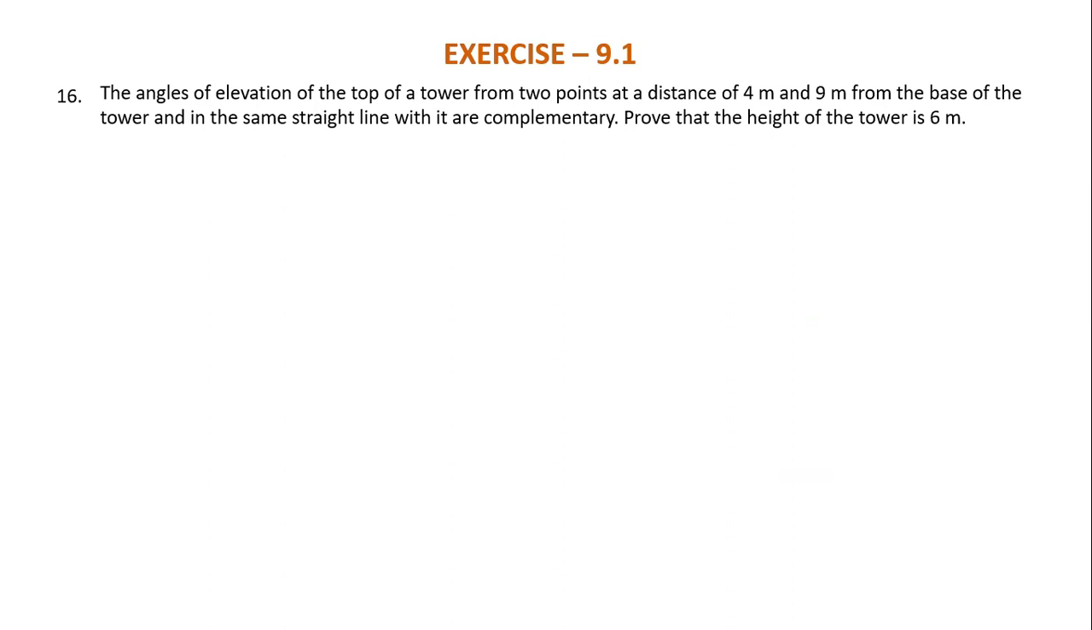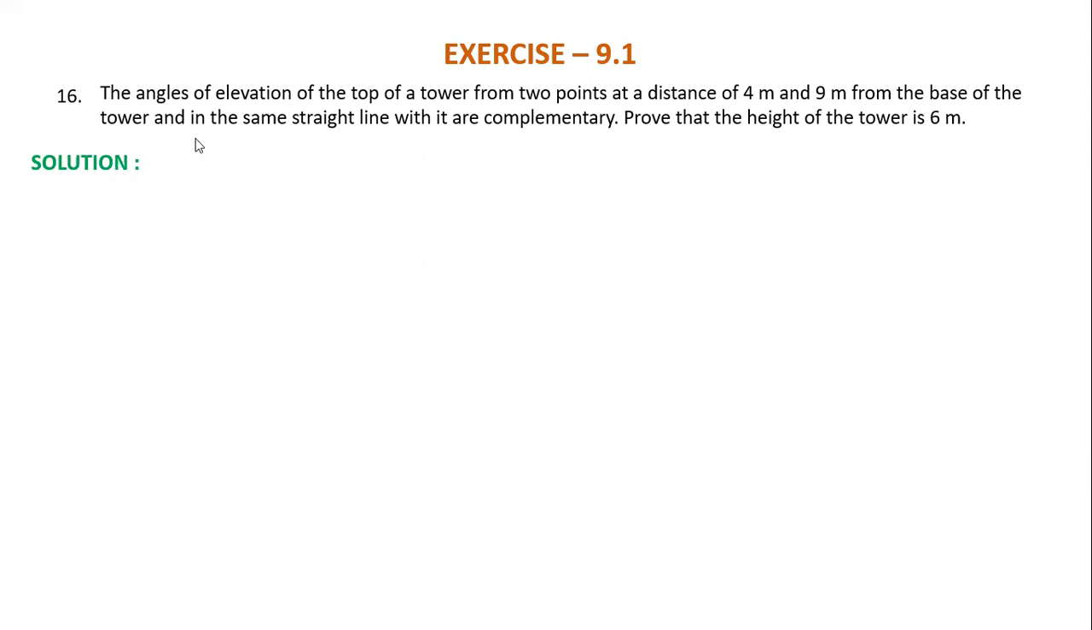The angle of elevation from the top of a tower from two points at a distance of 4 meters and 9 meters from the base of the tower and in the same straight line with it are complementary. Prove that the height of the tower is 6 meters. What do you mean by complementary? If the sum of the two angles is 90 degrees, we say the two angles are complementary.